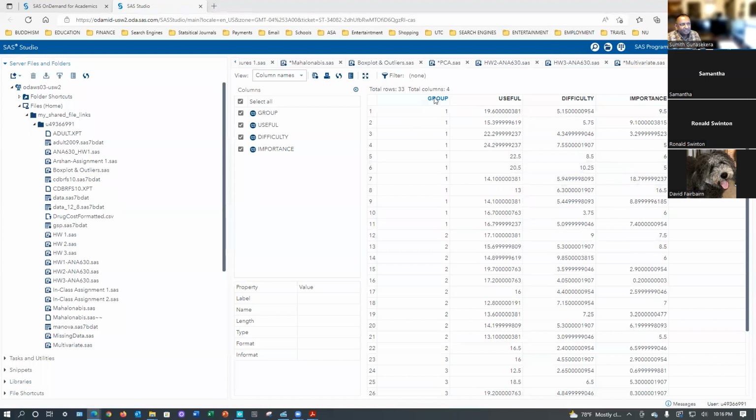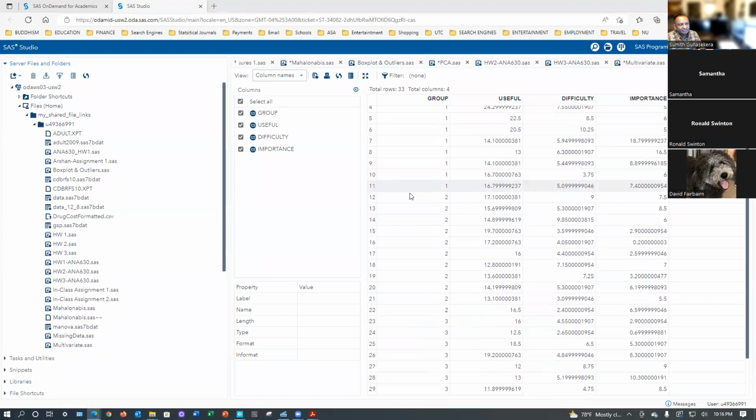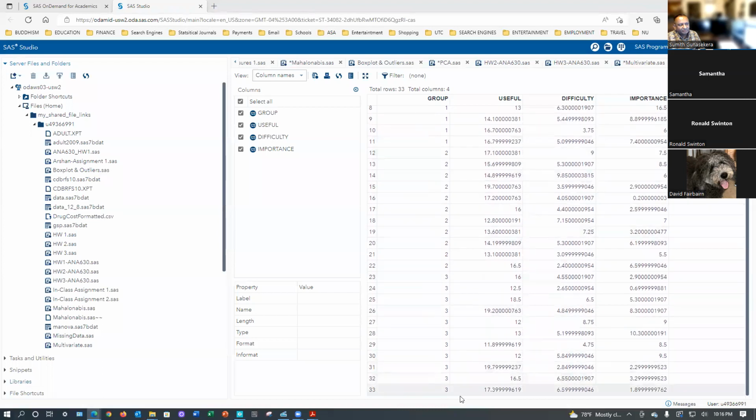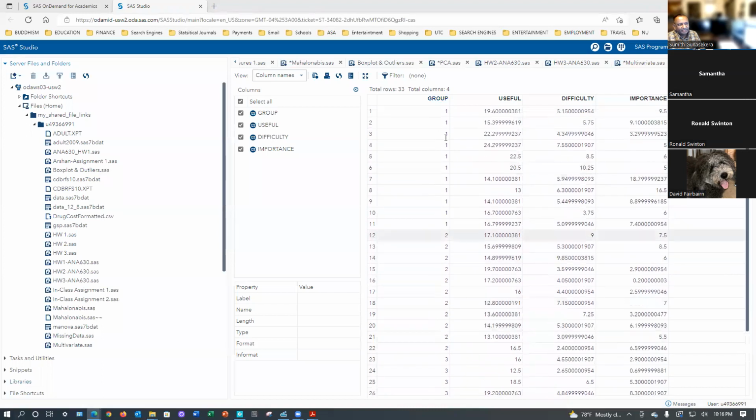See? The group, usefulness, difficulty, importance, they're gonna rate: one group, second group, third group. This is the way that should be formatted within SAS. This was already given like that. You see, the first individual in the first group, second individual in the first group, third individual, first group, fourth, fifth, sixth, seven, eight, nine, 10, 11, like that.